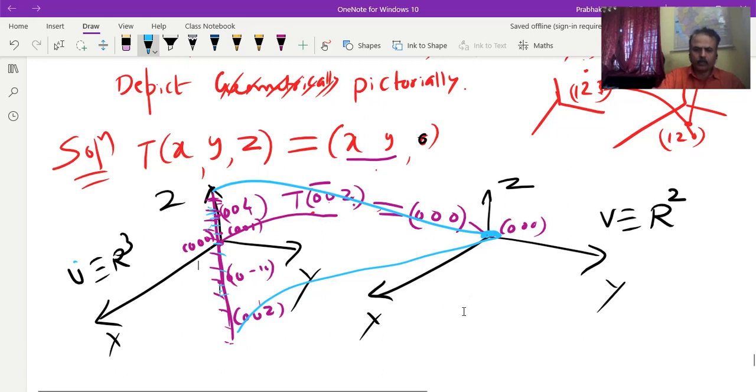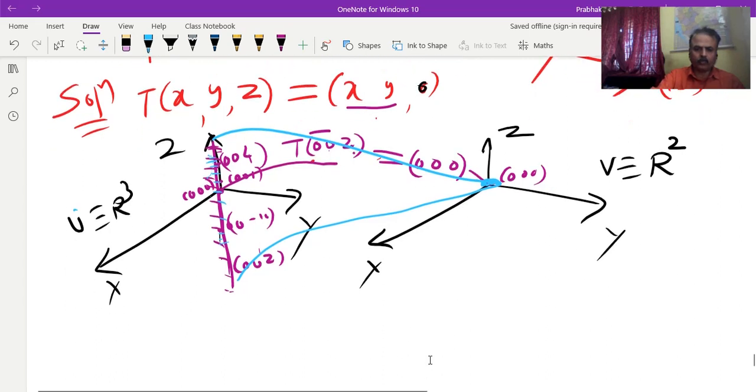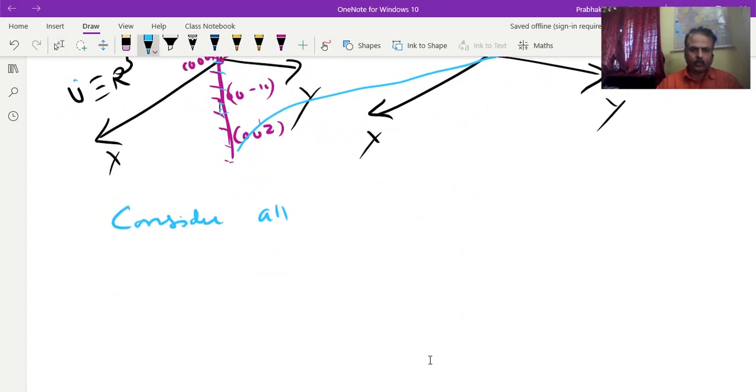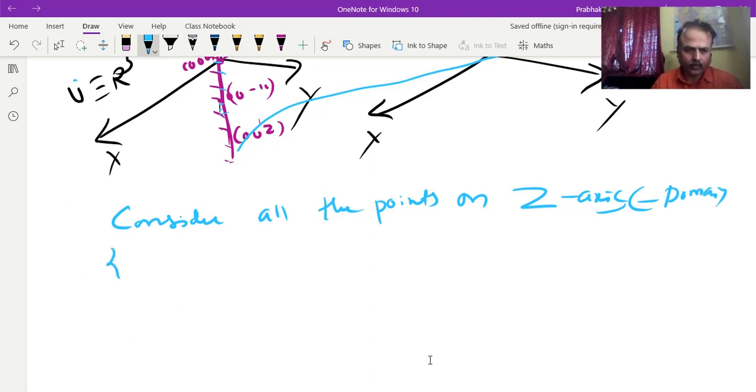So let us write this example. Pictorially, we have already done. So whatever you observe, you write. Consider all the points on z-axis belonging to domain. That is a set of all points 0, 0, z, such that z is a real number.